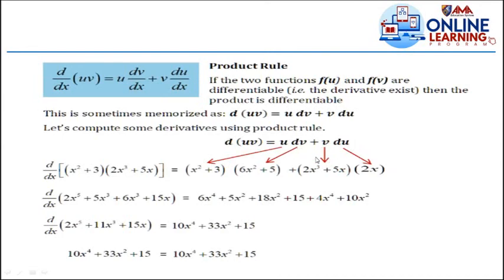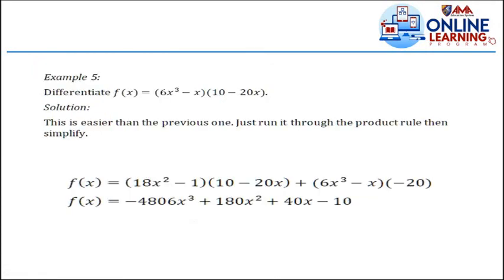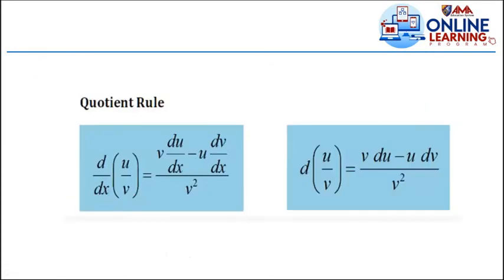We can have u dv plus v du. Now, for division, this is the shortcut formula: v du divided by dx minus u dv all over dx, all over v squared. We can also say v du minus u dv all over v squared.